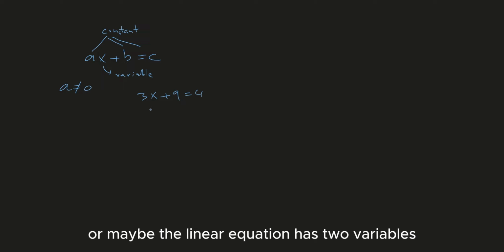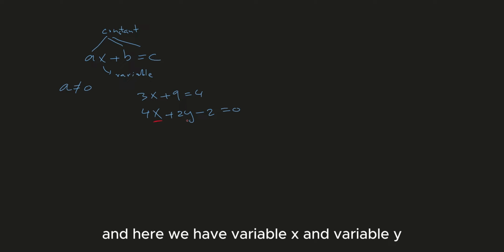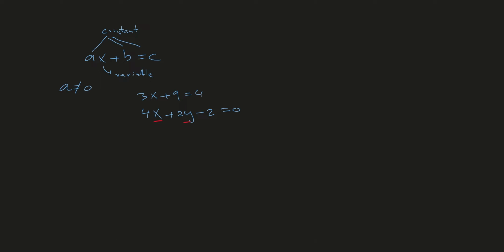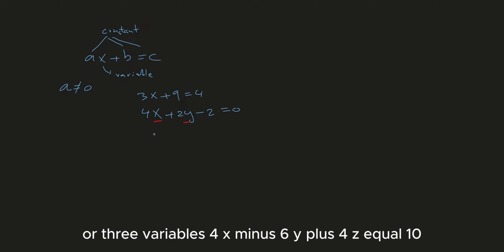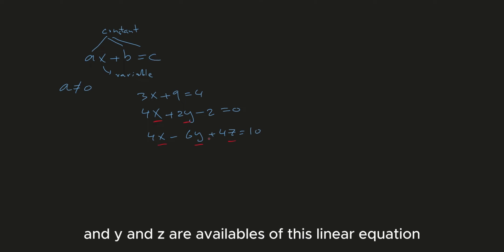Or maybe the linear equation has two variables. For example, 4x plus 2y minus 2 equals 0. And here we have variable x and variable y. Or three variables, 4x minus 6y plus 4z equals 10. And here x, y, and z are the variables of this linear equation.